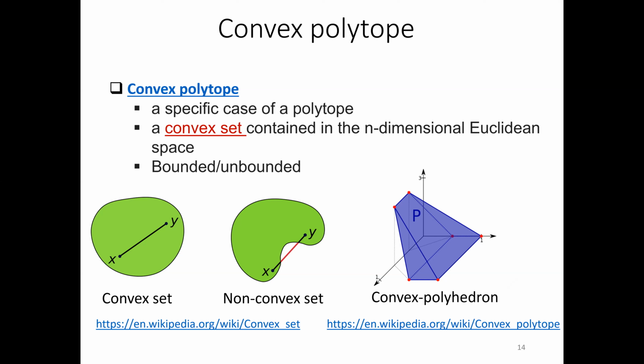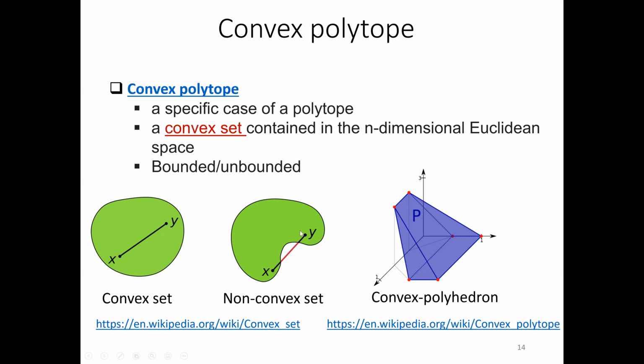So a convex polytope may be bounded or unbounded. And here is an example in 2D space. So what is a convex set? If you have two points and you connect them by a segment, and all the points in this segment are inside the set, then it's called a convex set.